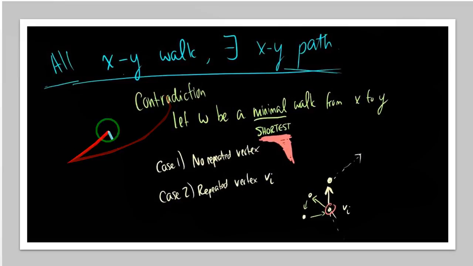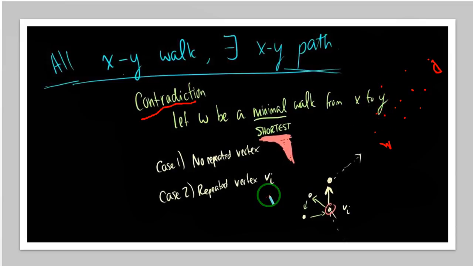So coming to the concept of contradiction, which is more important. Let W be a minimal walk from x to y. Let's start from x, it's y. So between x and y we have a number of vertices and so on. This is called an xy path. Minimal walk means you always need to find the shortest path.